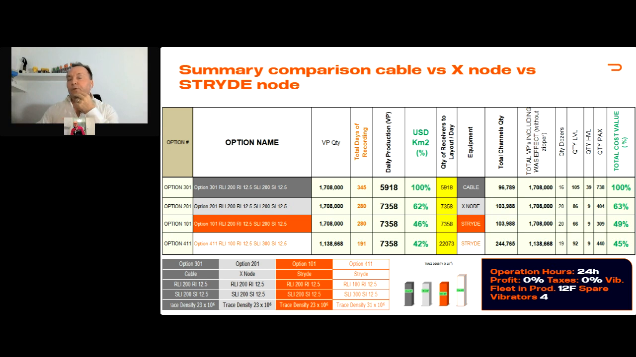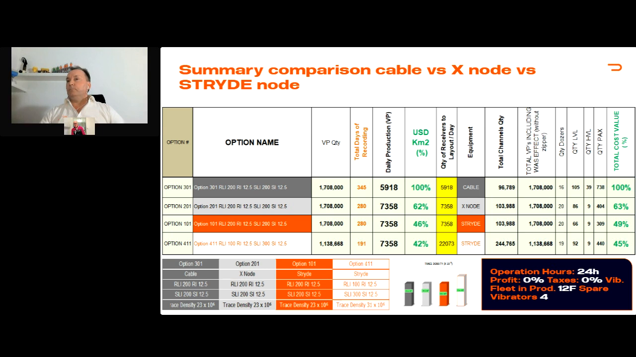But if we go one step further and we double the density of stride node compared to the above scenario, while decreasing slightly the source effort, you can see we have 1.7 million VP for the first 3 scenarios. We go down to 1.1 million VP for the last scenario. Then the customer would pay 45% of what they are paying for a cable crew. This is thanks to the density.